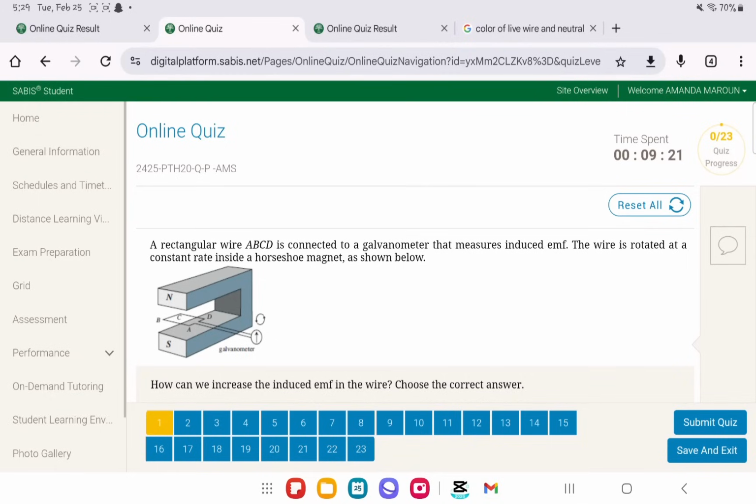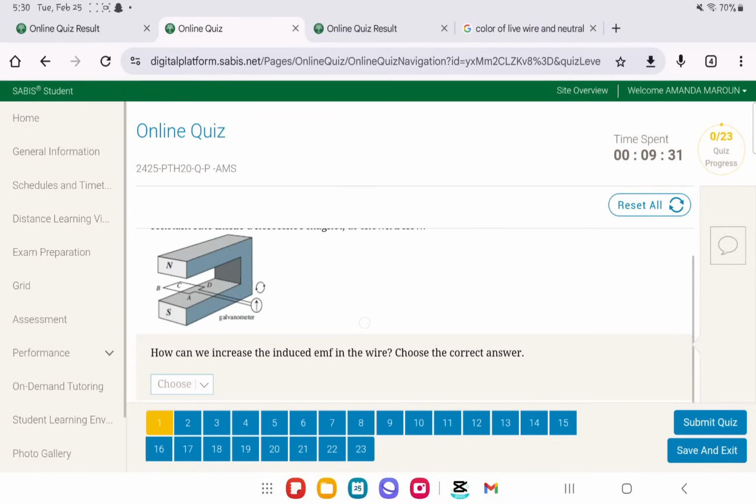A rectangular wire ABCD is connected to a galvanometer that measures induced electromagnetic force. The wire is rotated at a constant rate inside a horseshoe magnet as shown below. How could we possibly increase this electromagnetic force in the wire? Very simply, you have many ways.